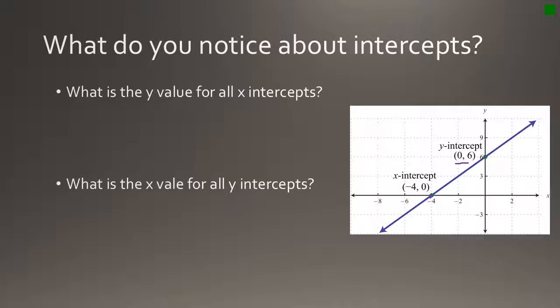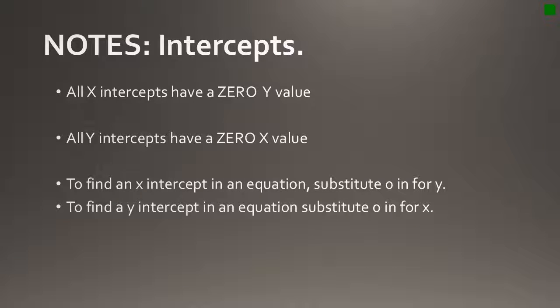See that? Here's all my x-intercepts. The y value is 0. Here's my y-intercept. The x value is 0. So it's very easy to find your x and your y-intercepts. It's easy to find them because all you have to do is substitution. Remember, substitution is the single most useful tool in algebra, and if you know how to do it, you can do a lot.